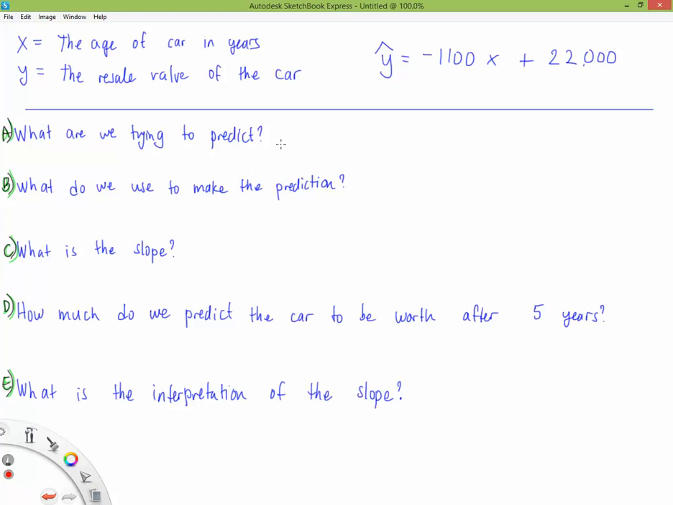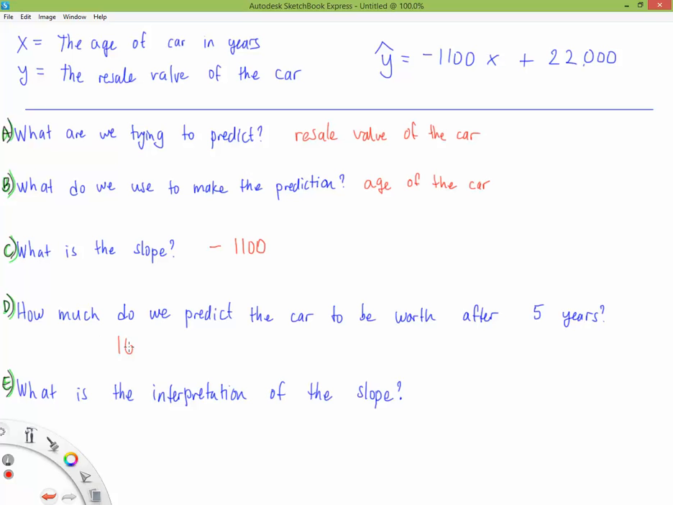Okay, so what are we trying to predict? Resale value of the car. What do we use to make the prediction? Age of the car. Okay, now we know that all sorts of things affect the resale value of the car, but one of those things is going to be the age. Okay, what is the slope? Minus 1100.